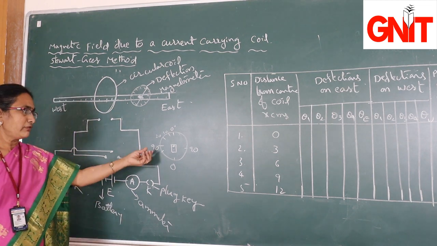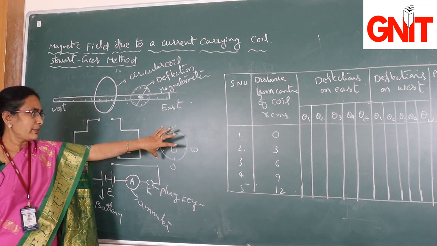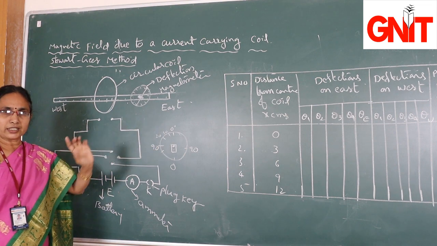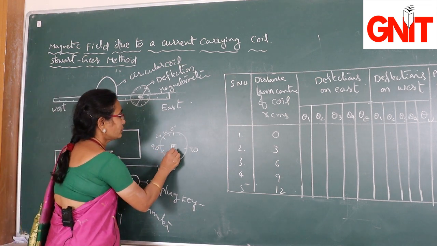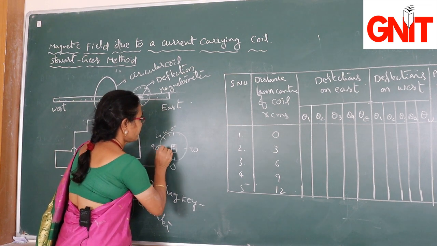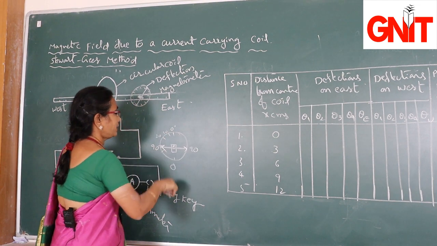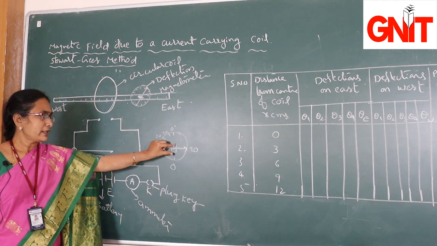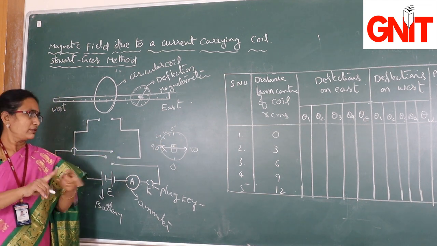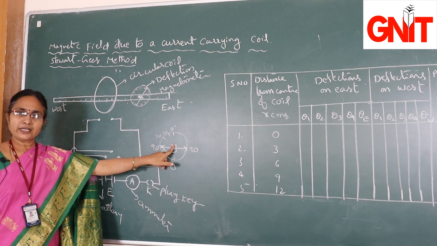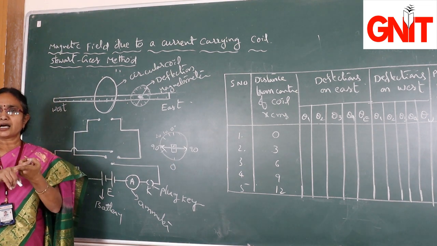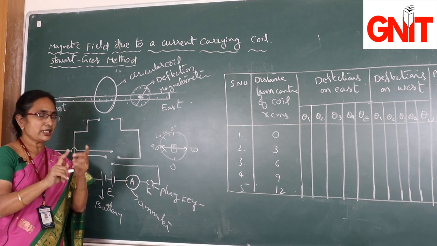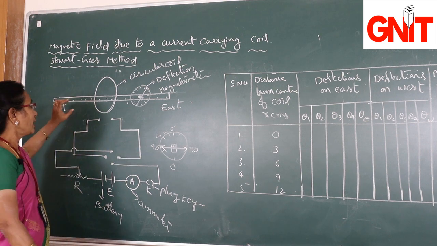This will always be pointing towards the north pole. That means however you rotate this, the needle will always show the north direction, and to this you have a scale attached. There is a pointer attached to that. This is an aluminum pointer, and this magnetic needle and this aluminum pointer are always at 90 degrees to each other. They will never change the angle throughout the experiment.